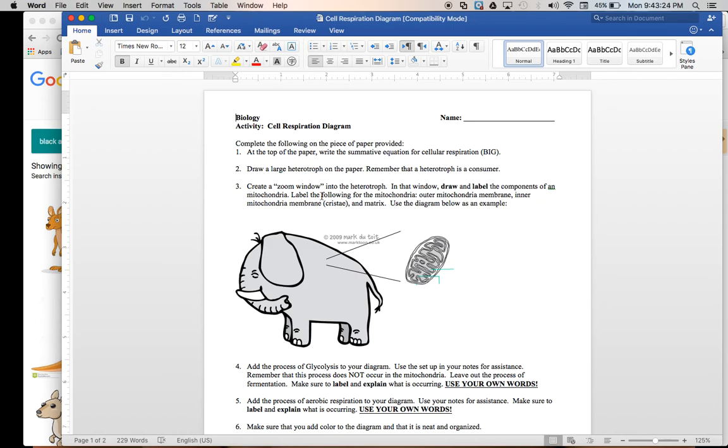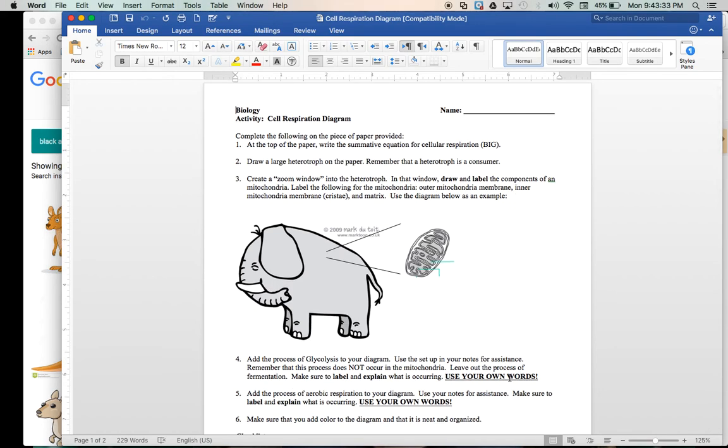I said 1 through 4. So you're going to do 1, 2. Do not do number 3 because we haven't talked about the mitochondria yet. So we're going to add that a little bit later on, okay? And you're going to hop on down to 4, all right? So basically what you guys are going to do is what I had going into the elephant, like the glucose going in and pyruvate and ATP, you're going to put that into your diagram, okay? That's it. So basically it's just putting your notes into your picture, all right?